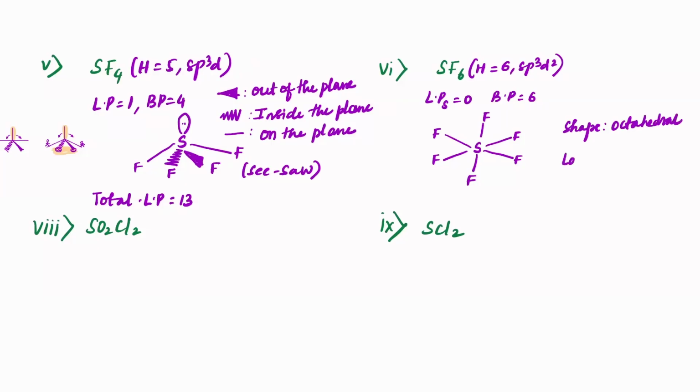So total lone pairs, you can have total lone pairs here. Each fluorine will have 3. So 6 times 3 is 18. So this will be the total number of lone pairs.